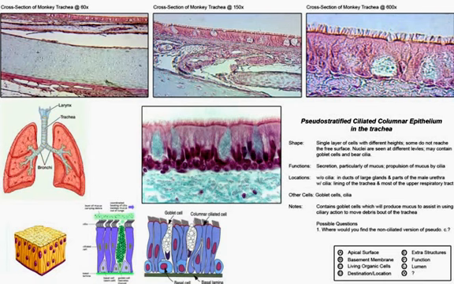Just below the basement membrane, or part of the basement membrane, or lamina propria, we would see where the cells are actually sitting on top of that structure, which is the basal lamina here, seen in this drawing.